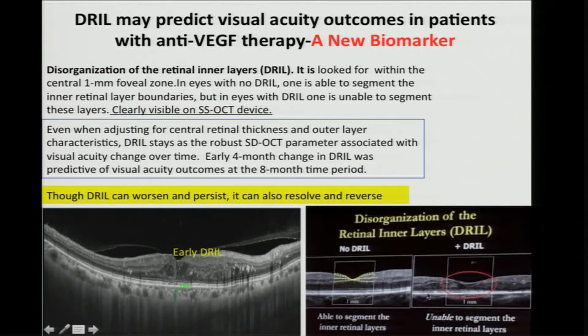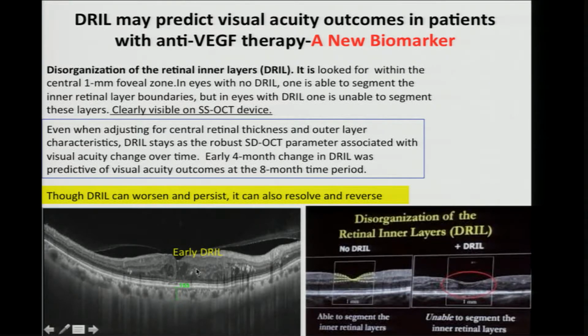So DRIL is when you can actually segment the inner layers, and the segmentation is seen in this schematic diagram here to your left, and you can see how it's segmented. Only the central 1 millimeter is to be seen for the DRIL. It's not that you see the periphery of the retinal OCT also. The central 1 millimeter on the ETDRS grid would be somewhere in the center, where you have cysts and all. You can see early DRIL is tending to settle in over here.